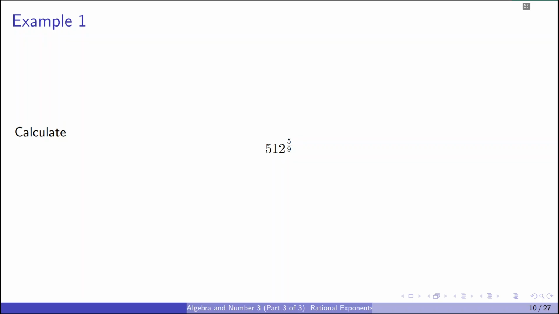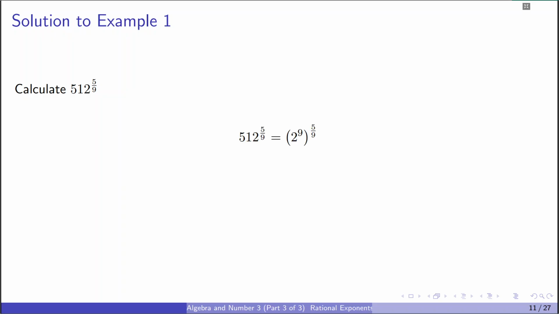Let's calculate 512 to the 5 over 9. Well, that over 9 bit tells us this is the 9th root. Right, we can break it up. So first, 512 to the 5 over 9, we could take our 512, do the prime factorization, that turns into just 2 exponent 9. Now we multiply our exponents together, and the 9's cancel. We get 2 to the 5th. That's 32.